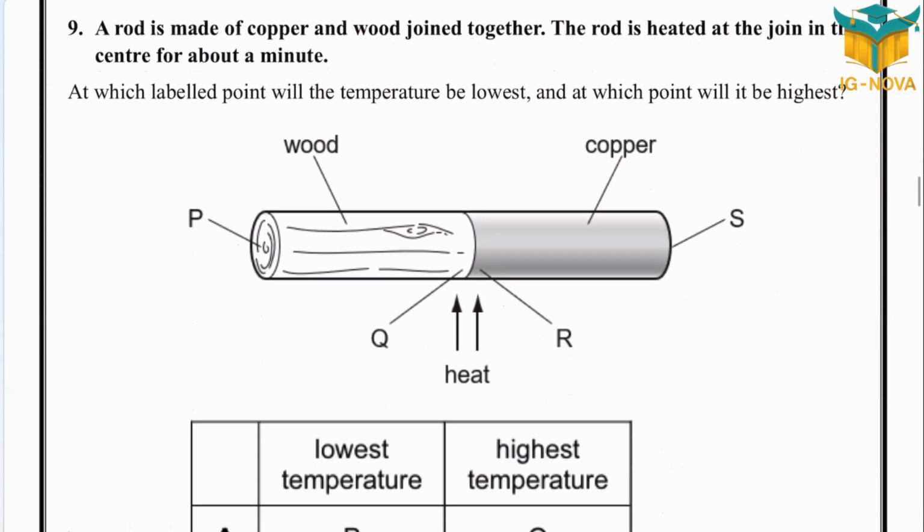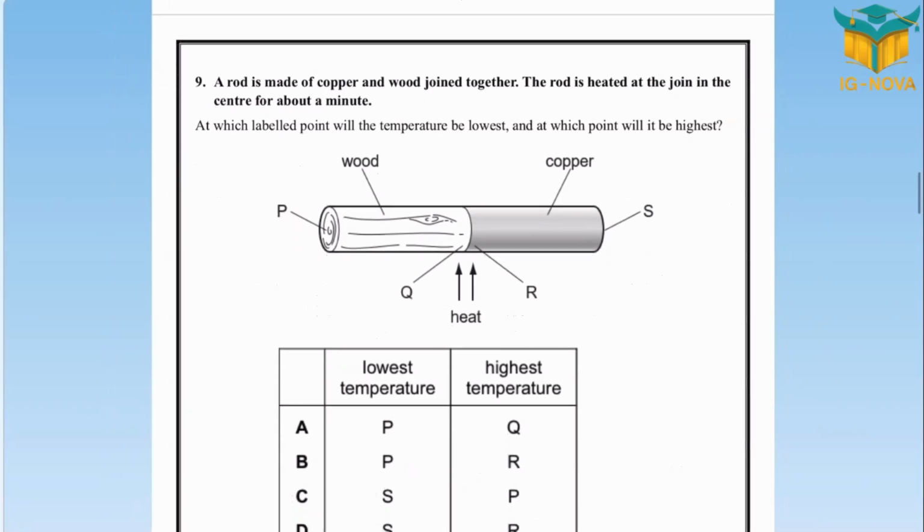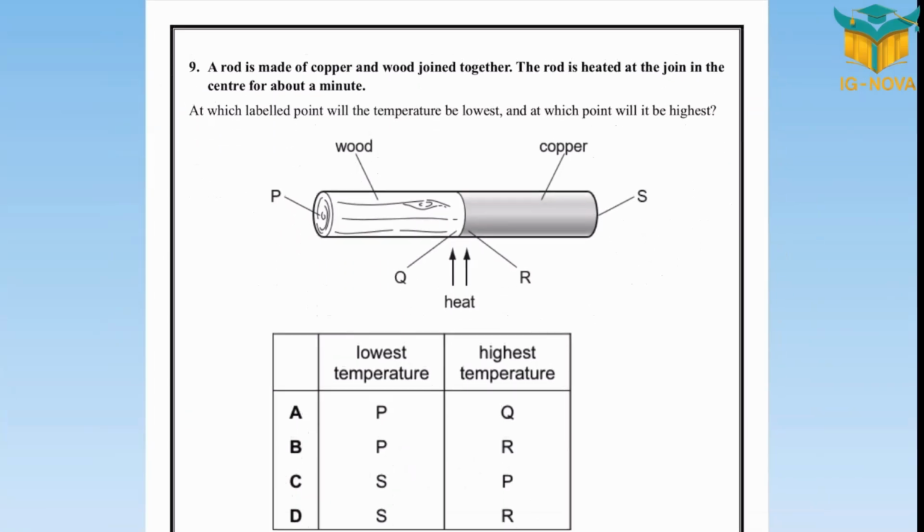Question 9. A rod. Wow, one of the very hard questions. You have to be focused to solve. A rod is made of copper and wood joined together. The rod is heated at the joint in the center for about a minute. So it's heated here for only 1 minute. At which point will the temperature be lowest and at which point will it be highest?